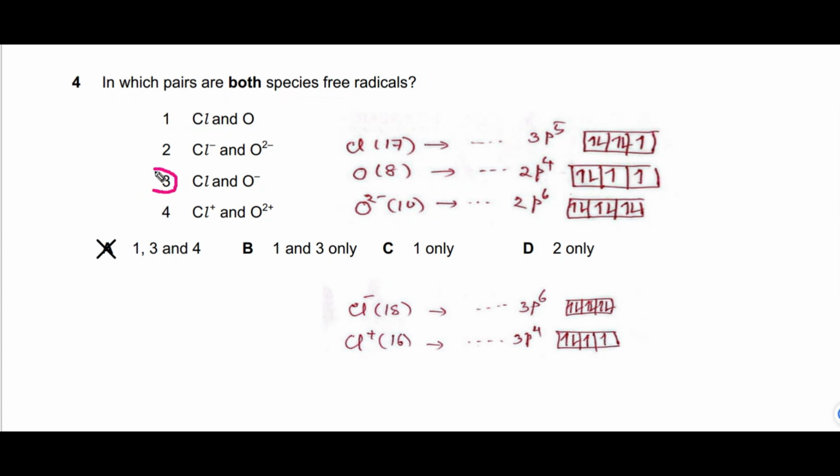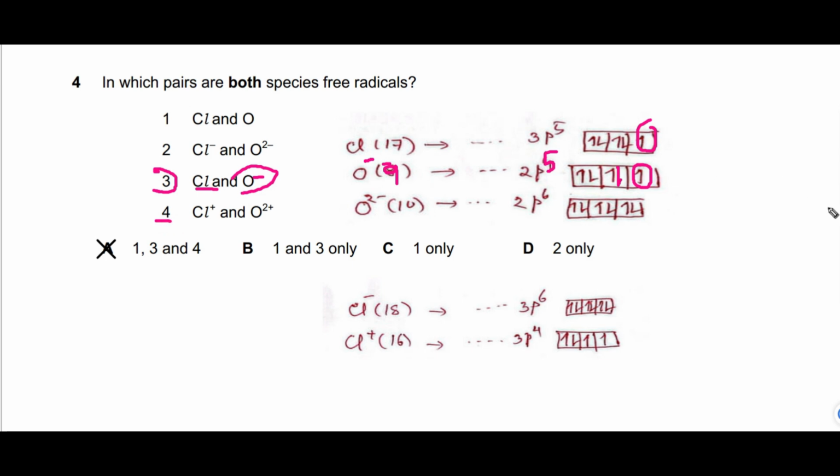Now 3: chlorine has one unpaired electron, and for the oxide ion, oxygen has 8 electrons, minus 1 means O- has 9 electrons. So this will be 2p5, one pair and 1 unpaired electron. So 3 is also right. Now why is 4 also right?